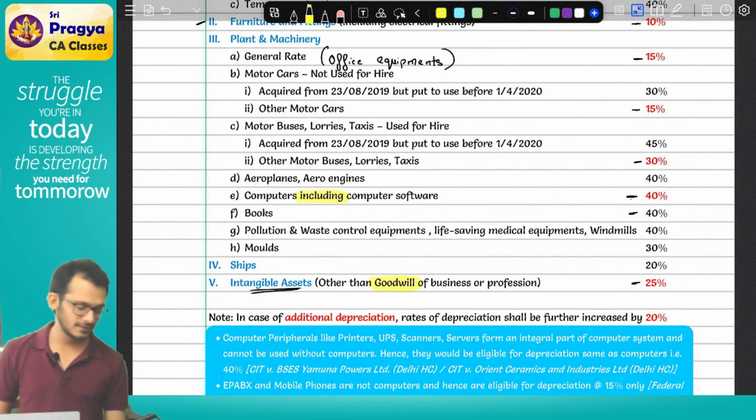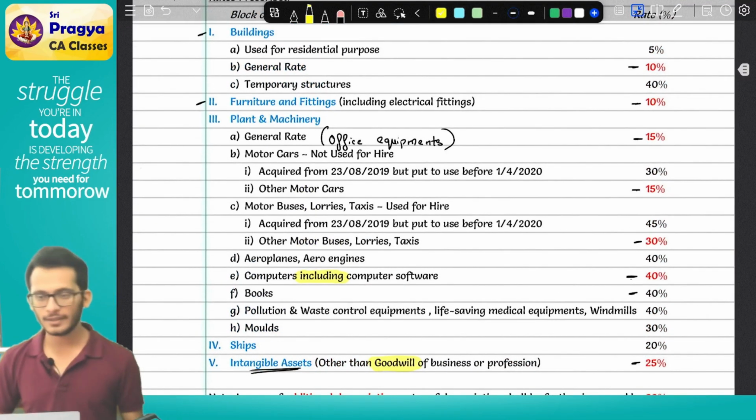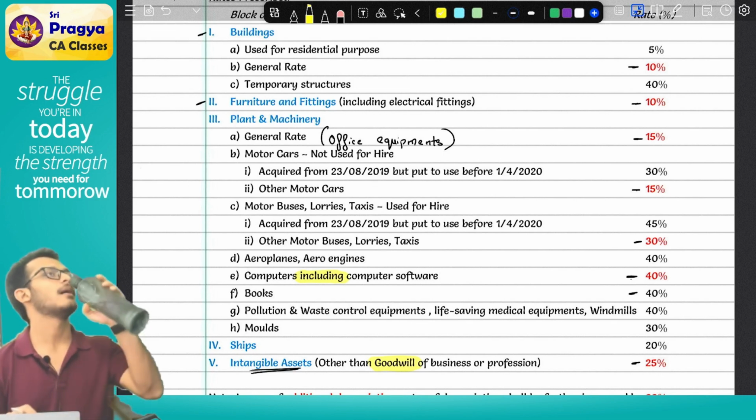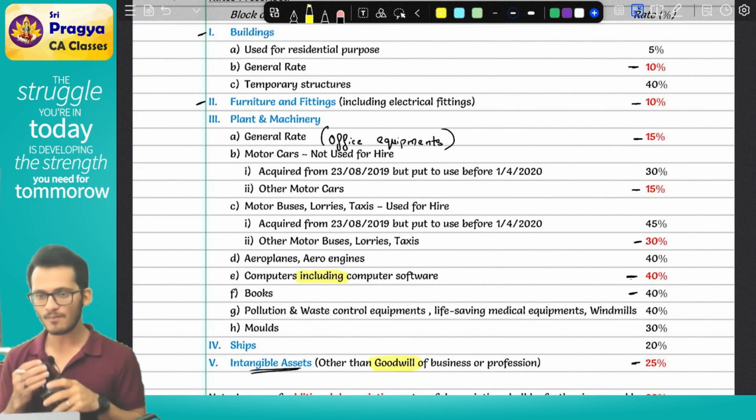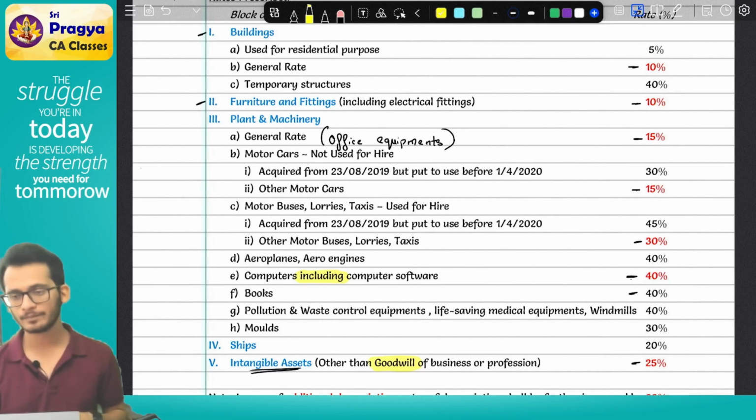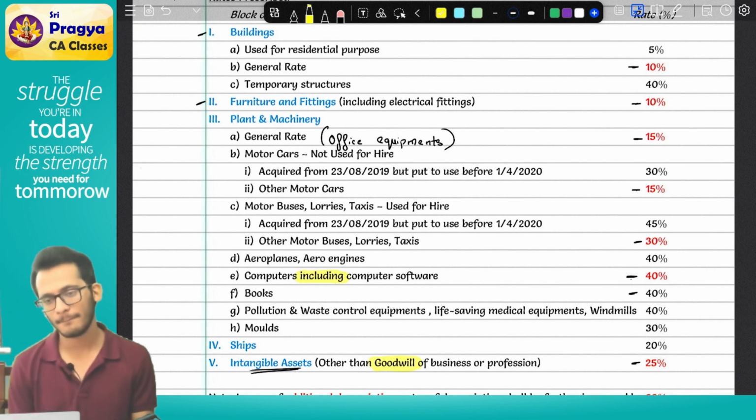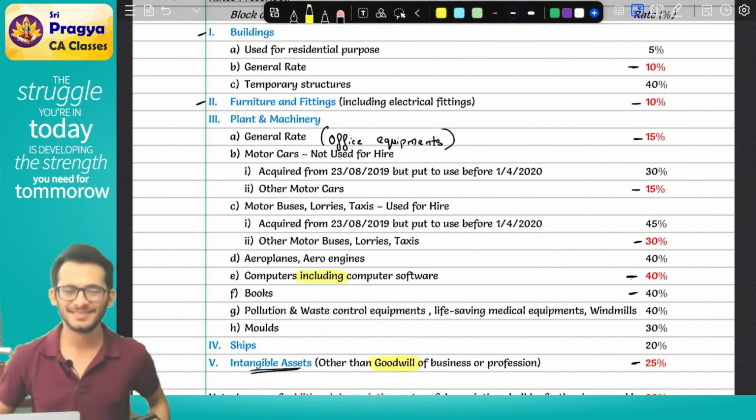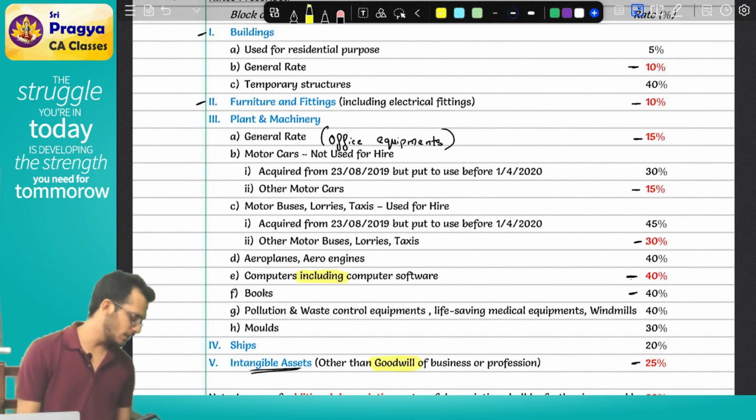Yes or no? Next. Rahul, I have bought a printer. Which block? Computers. Why? Is it a part of computer? Okay. Very good. Understand, a printer is not going to work independently.